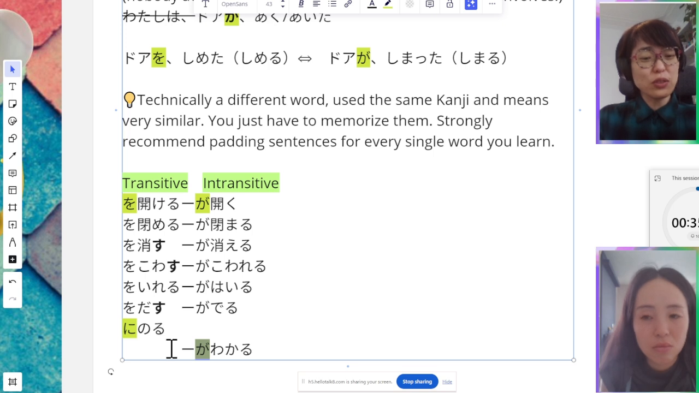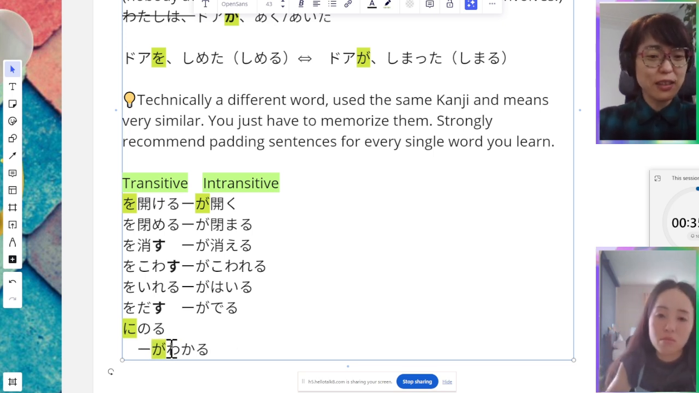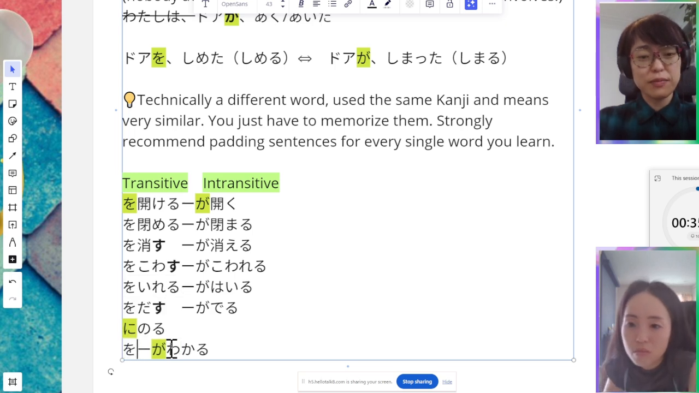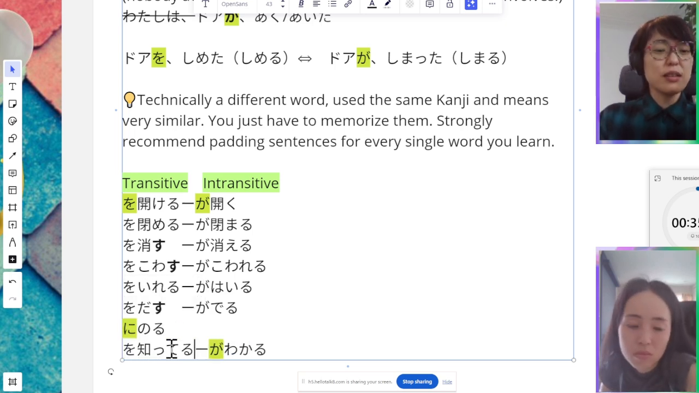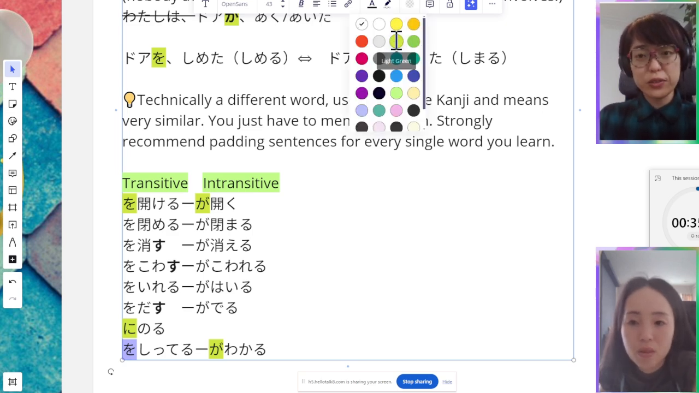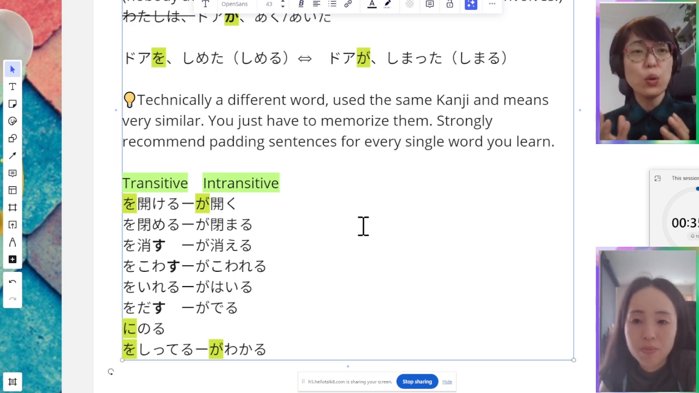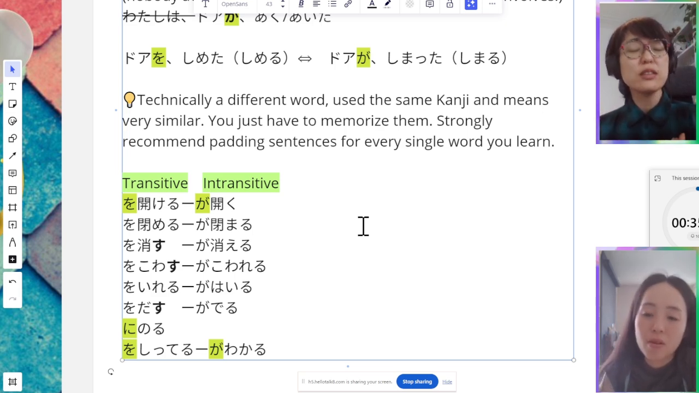That you have to do. But for example, I know Japanese. 知る takes the O particle. So you're going to remember 知る with the O particle. The O particle is the particle that always pops up with 知る.